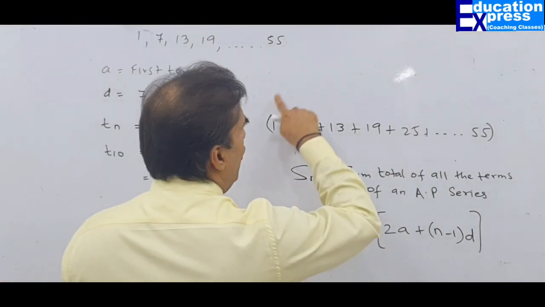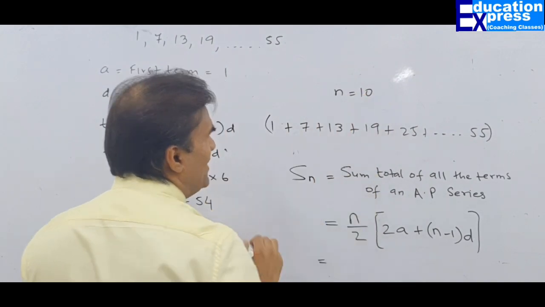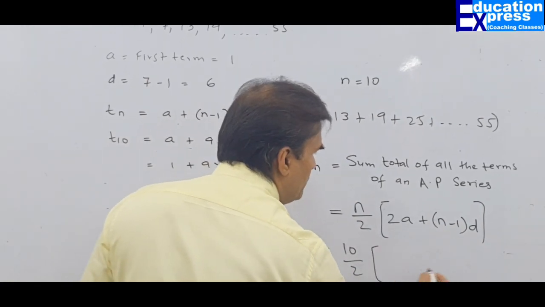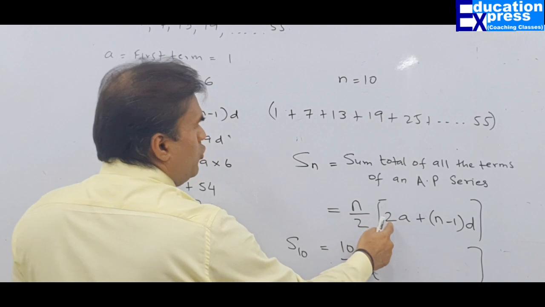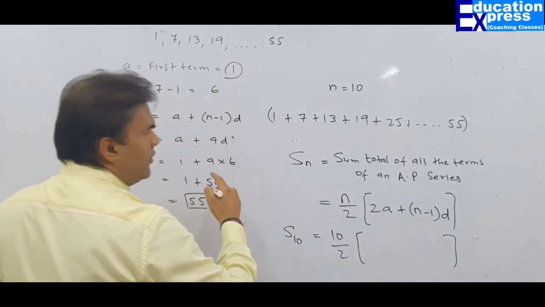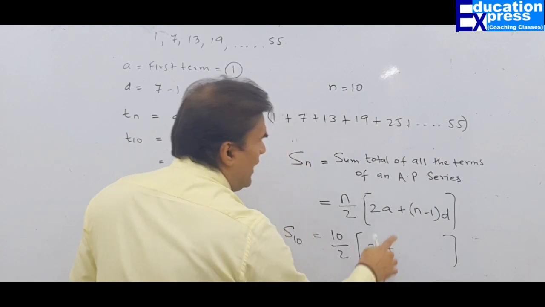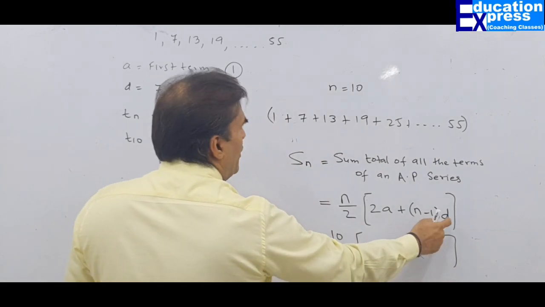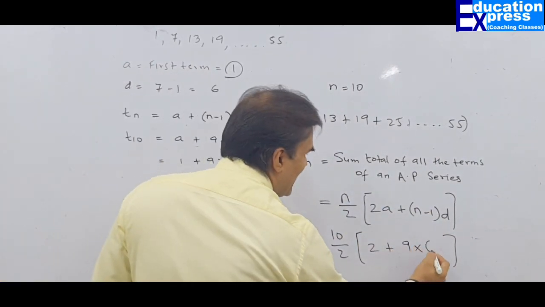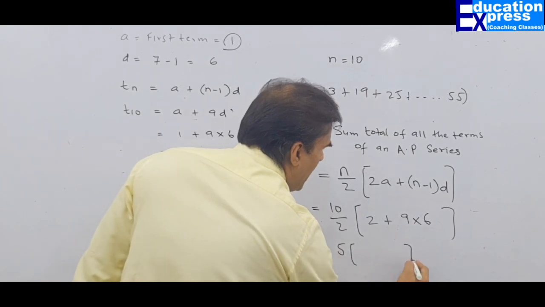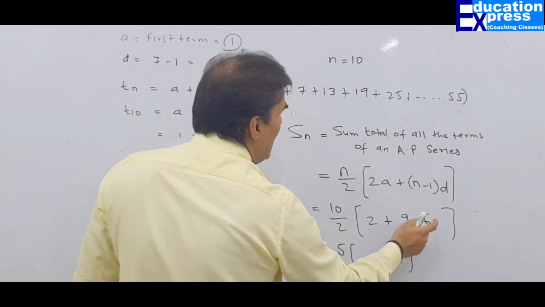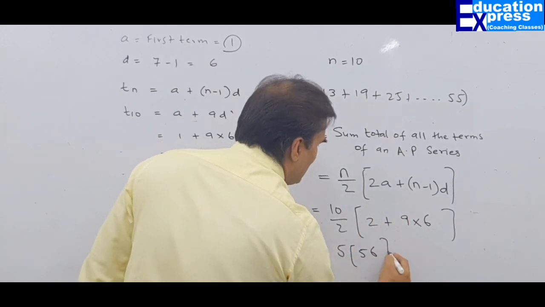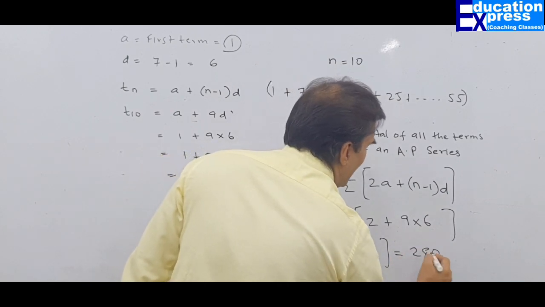Since I am interested in finding out the total of all these terms, we know that 55 is the 10th term, so there are 10 terms in this series. So n is 10. S10 will be 10 upon 2 into 2a, and 2a will be 2 multiplied by 1 because the value of a is 1, that is 2. Plus n minus 1, where n is 10, so 10 minus 1, 9 into d. Now d stands for common difference, which is 6. So my dear friends, 9 6s are 54. 54 plus 2 is 56. And 5 56s are 280.